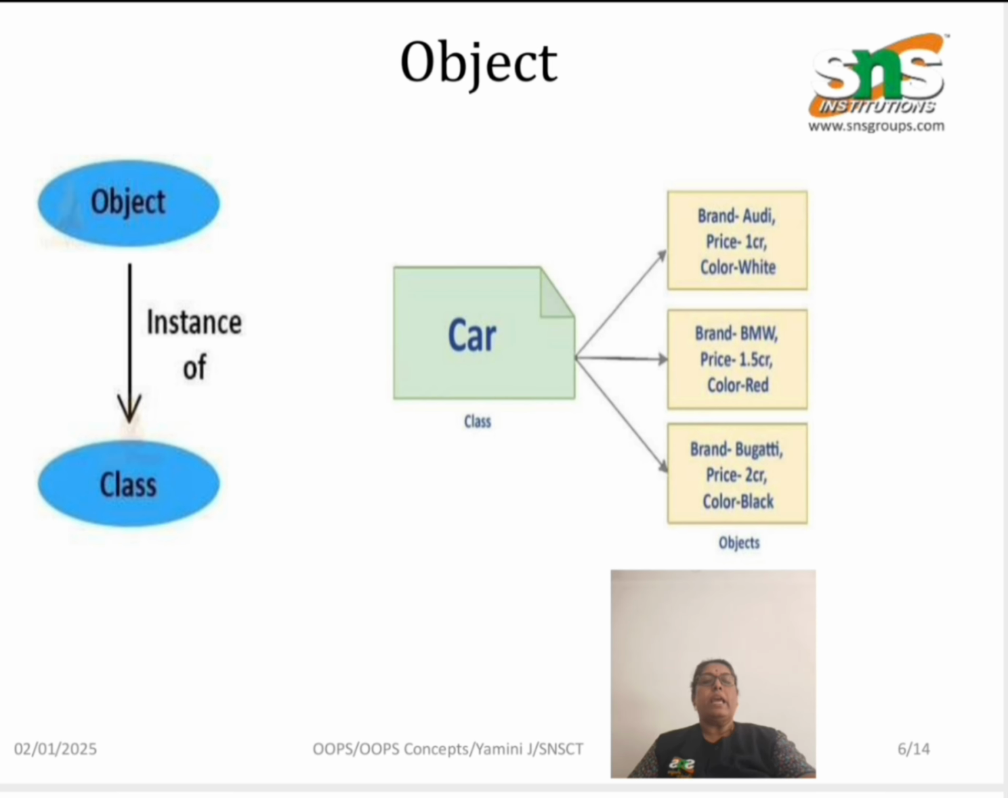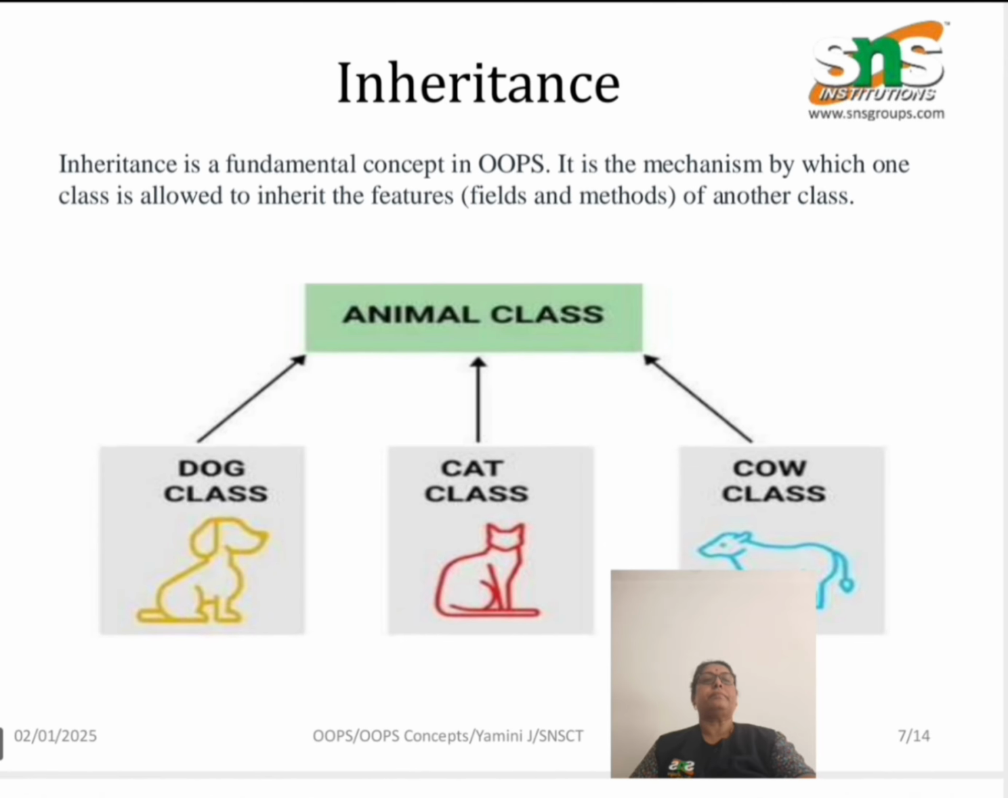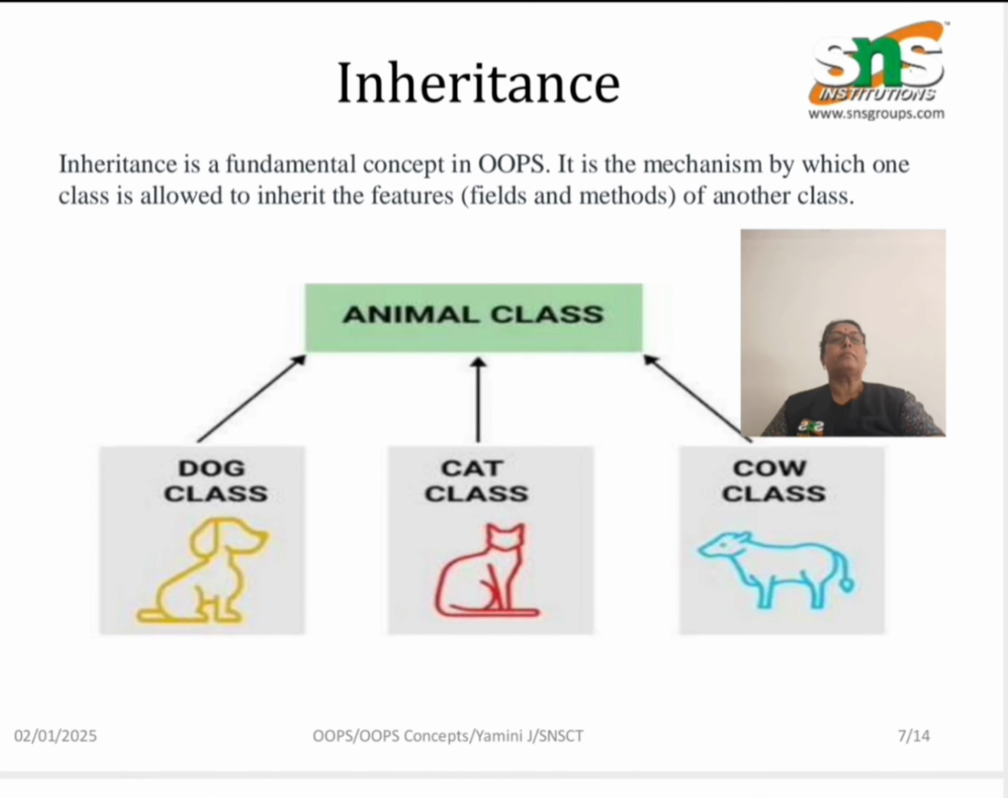Next one, inheritance. Inheritance allows one class to acquire the properties and methods of another class. The existing class is called the parent class, and the new class is called the child class. Inheritance helps in code reuse and reduces redundancy. For example, a vehicle class can be inherited by car and bike classes.